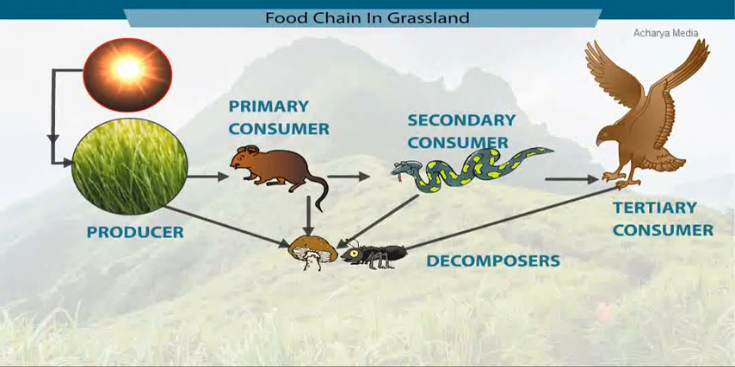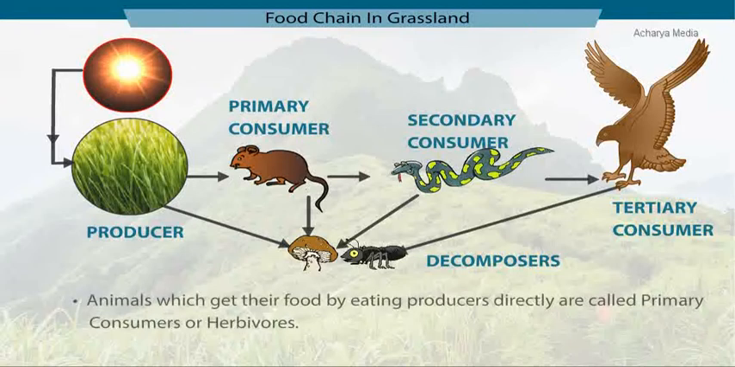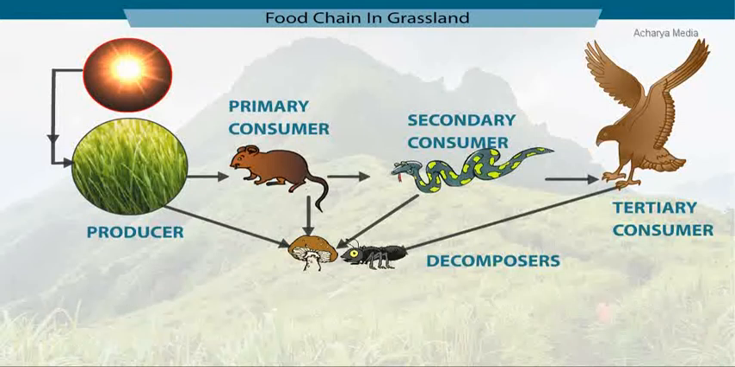Consumers are organisms that consume plant and/or animal material to gain their energy for growth and activity. All animals are consumers. Animals which get their food by eating producers directly are called primary consumers or herbivores. Rats and rabbits are examples of primary consumers.